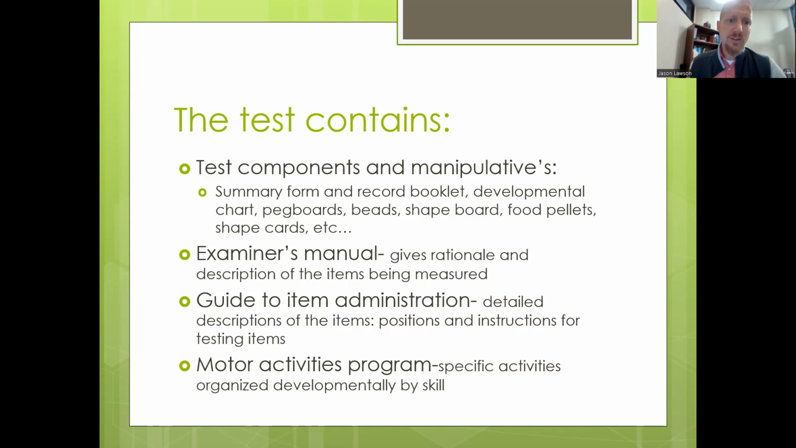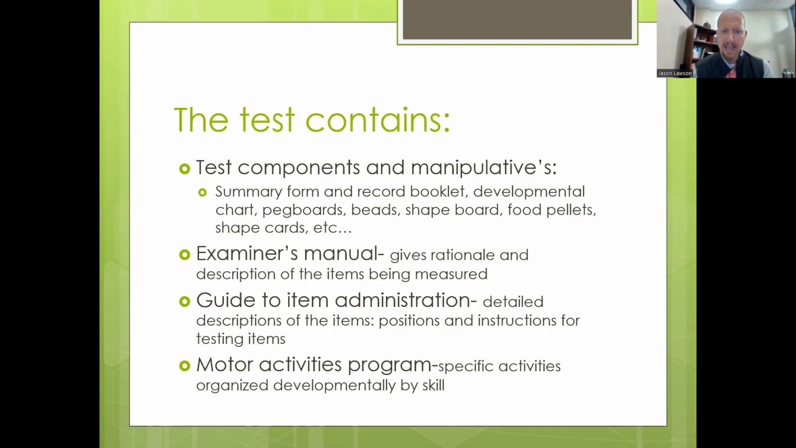So the test actually contains a whole bunch of manipulatives, if you will, and forms. So there is a summary form and a record booklet. There's a developmental chart. There's pegboards, beads, shape boards, food pellets, shape cards. There's all different kinds of manipulatives, and I'll show you what some of those are here in a little bit.